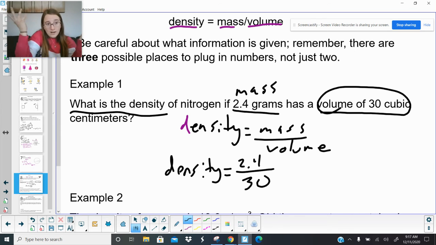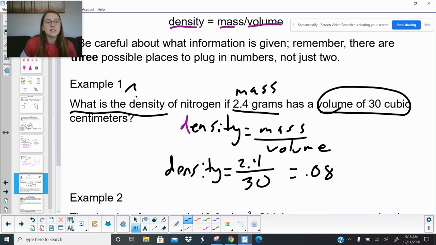and therefore I am looking for density. Notice it says, what is the density? So that's why it says density equals. We aren't plugging into density because we don't have it. But again, be careful, guys. Mass goes on top. Even if it's the smaller number, this is why you guys have to go slow. So we get a density of 0.08.